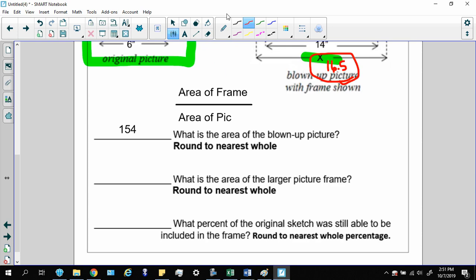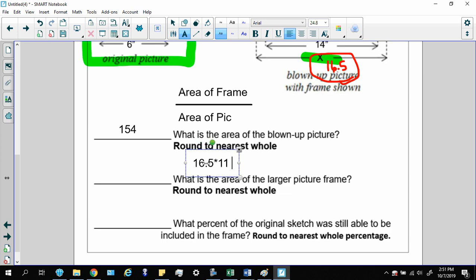There's the height, so I'm going to do 16.5 times 11, which equals 181.5. Then the area of the frame was 154 divided by 181.5, and I get a rounded 85%. And that was 181.5. All right, that's it. Hope you learned something. Thank you for watching.